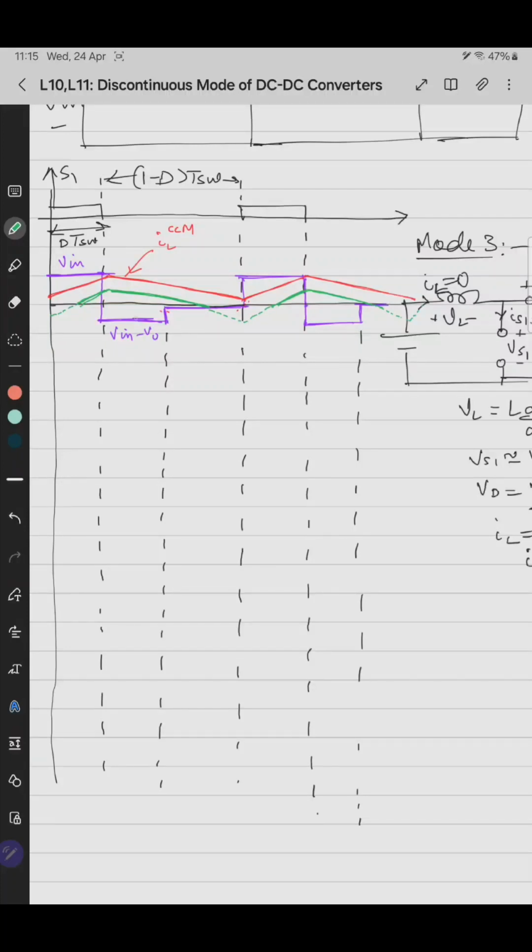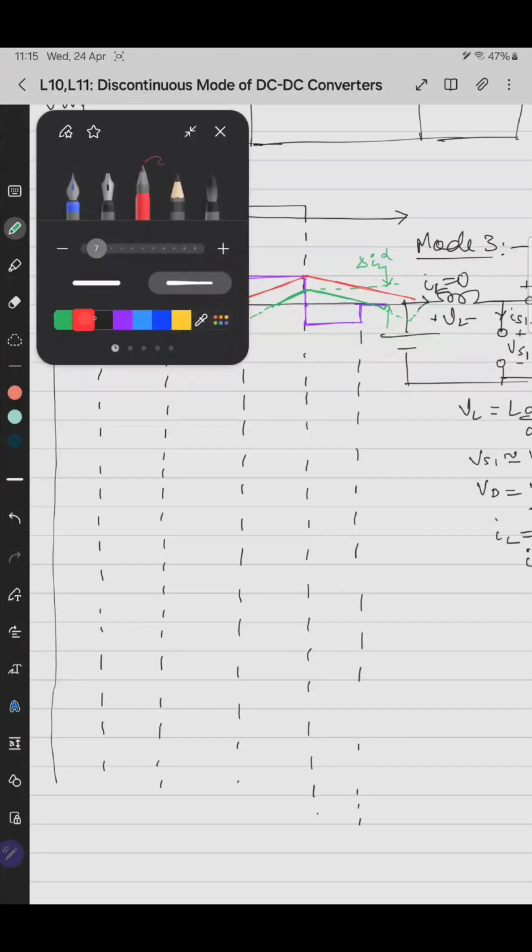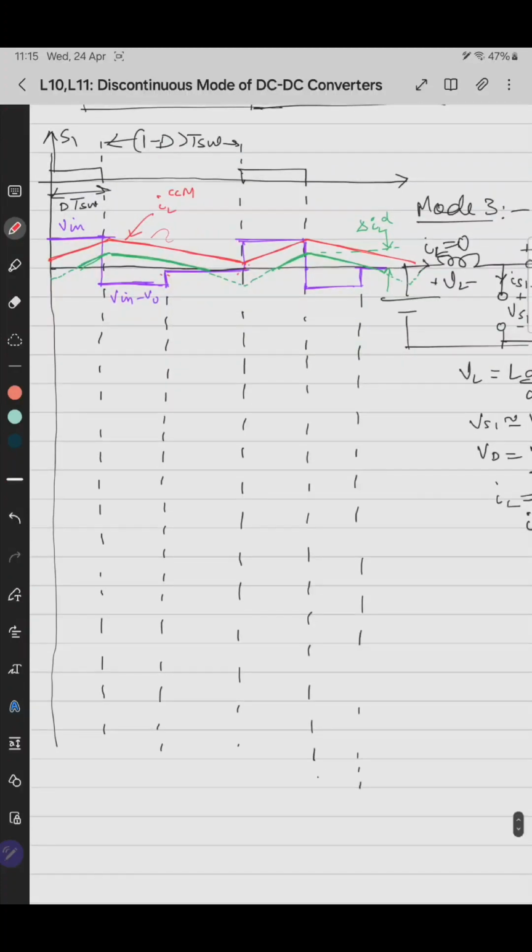So now this range is delta IL of D, that is discontinuity, and this whole is delta IL of C, from here to here. This is delta IL of C, or delta IL, continuous conduction mode. So this is IL.